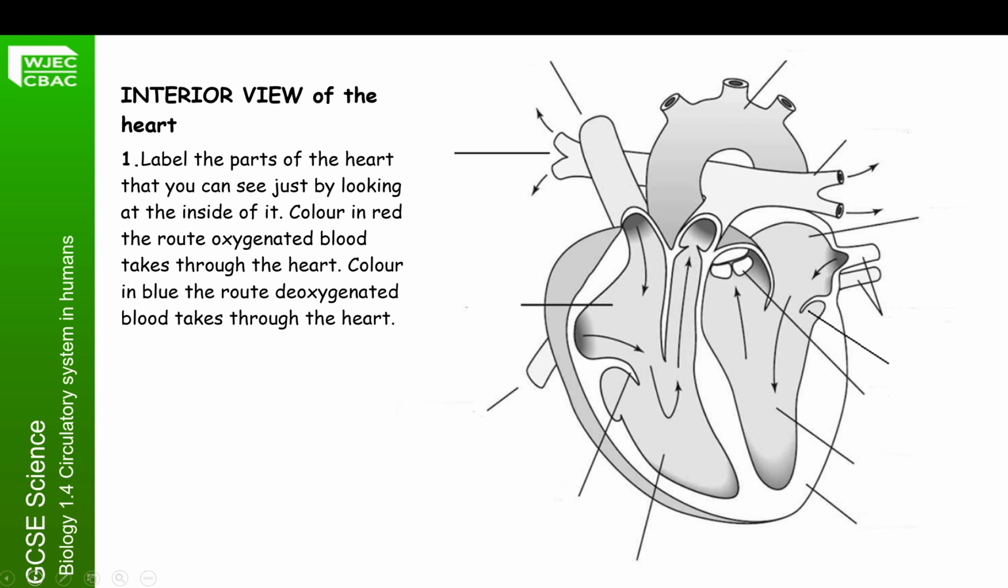Turn to page 3 in your booklet and you should be able to see this cross section through a heart. This is what we call the interior view of the heart. What it's asking you to do is to label the parts of the heart that you can see just by looking at the inside of it. Colour in red the route oxygenated blood takes through the heart, and in blue the route deoxygenated blood takes through the heart.